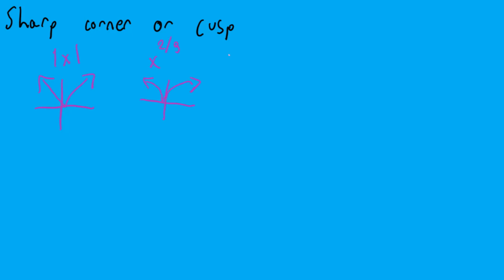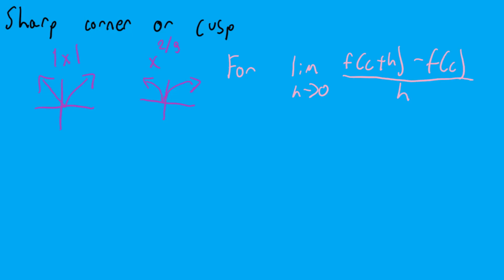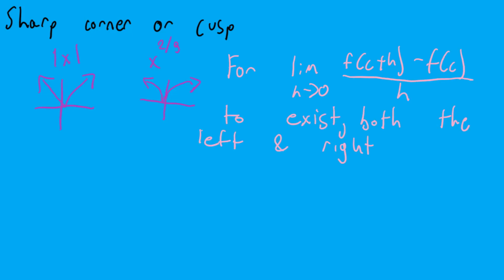Going back to our derivative equation, the limit as h approaches 0 of f of c plus h minus f of c, all divided by h. For this limit to exist, both the left and right limits must be equal. This is because we need to have only one single defined slope. We can't have the function approaching multiple values because we wouldn't know what slope to choose for that value.